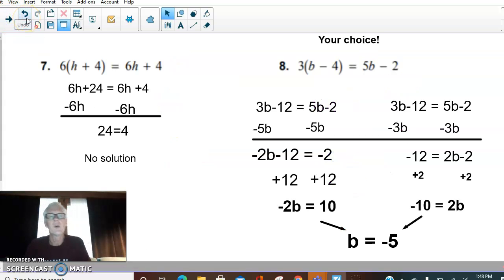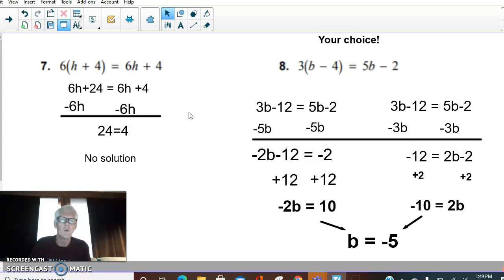And the last two examples, similar in a way to the infinite number of solutions: you can have no solution. Here we have 6 times (h plus 4) equals 6h plus 4. By using the distributive property correctly, we end up with 6h plus 24 equals 6h plus 4. Well, that can't work, so we subtract 6h from both sides. You have 24 equals 4. Does 24 equal 4? Of course not. If you take a look at that, you can realize that no number is going to work for that particular equation.